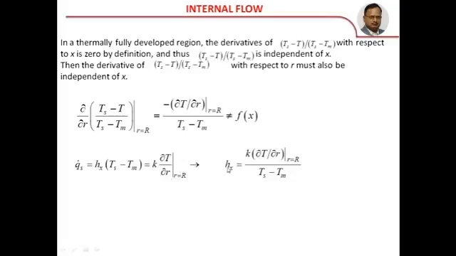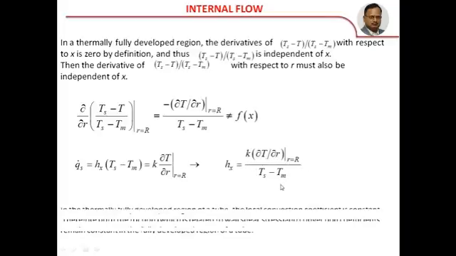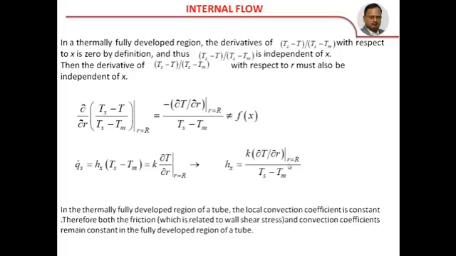The rate of heat flux is given by the convective heat transfer coefficient at that location, Hx into Ts minus Tm, and can also be written as K dou T by dou R at R. So you can evaluate the local heat transfer coefficient Hx as K dou T by dou R at R equal to R by Ts minus Tm. Because dou T by dou R at R equal to R is not a function of X, and Ts minus Tm is not a function of X in a thermally fully developed region, the local convection coefficient is constant. Hx is not depending on X. H value remains the same.